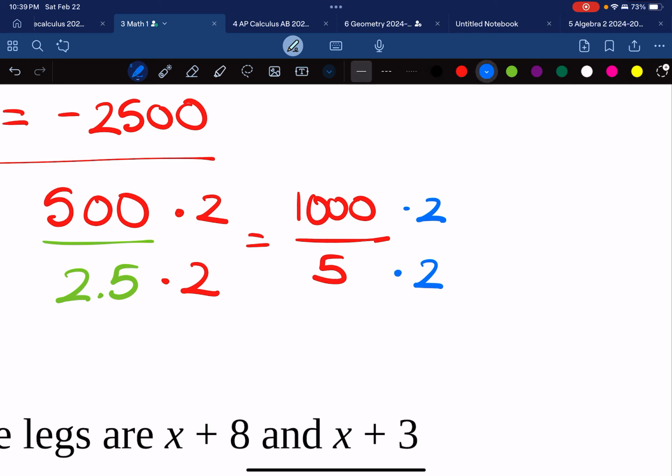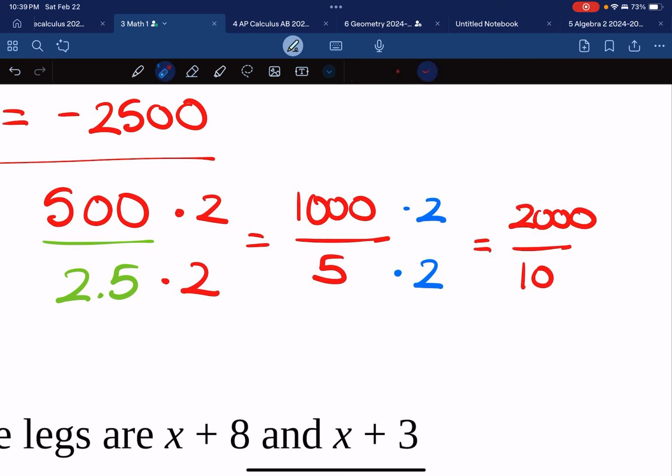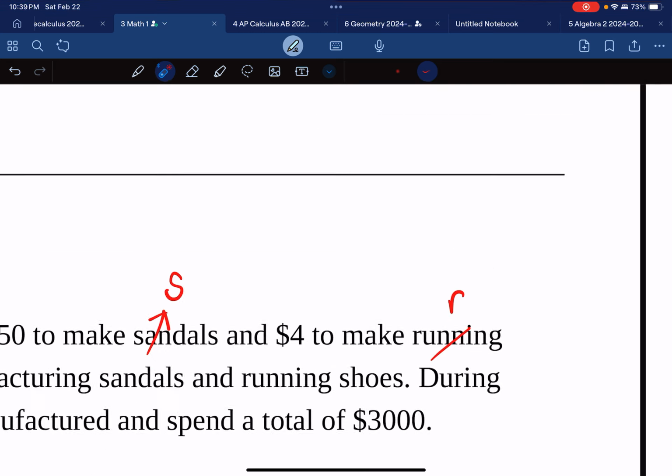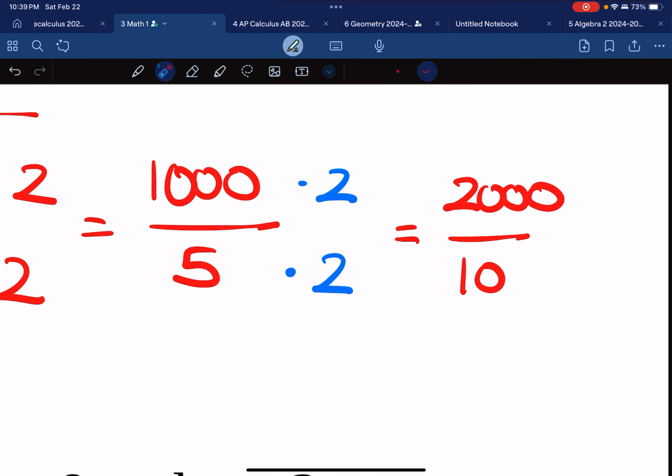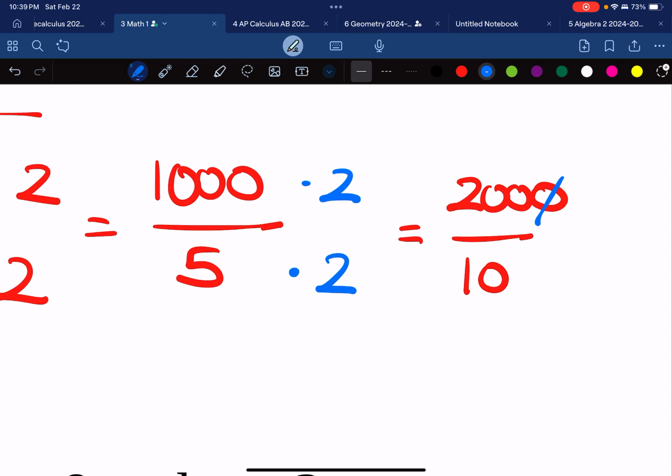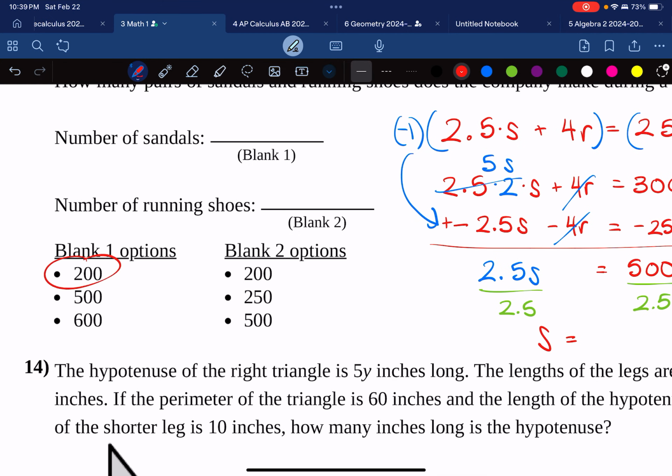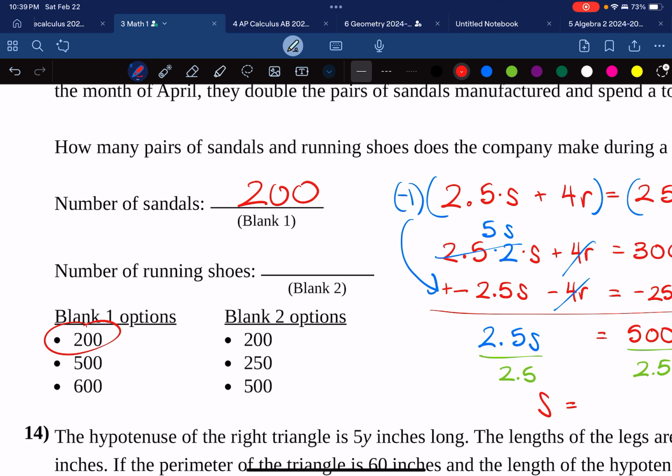If I multiply by 2 again, this makes the problem a little bit easier because now the bottom is divided by 10. Whenever you divide by 10, all you do is move the decimal place 1 to the left. So 2 times 1,000 is 2,000, and 2,000 divided by 10, the decimal place is right here, you move it 1 to the left. The quick way of showing this is cross off a 0, and it's 200. So this is going to be equal to 200. So over here, correct answer is 200. Yikes, 200 sandals.